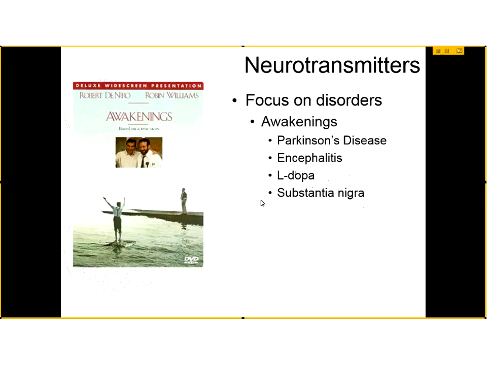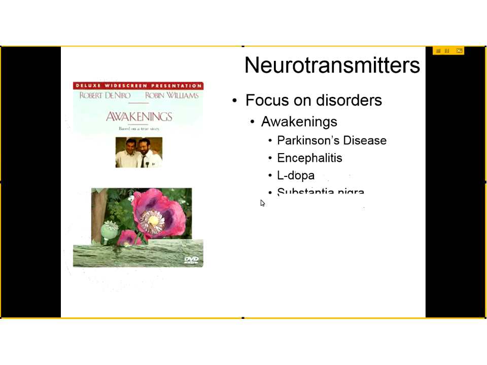And these people were able to come out of their paralysis that was the result of the Parkinson's disease that came from the encephalitis. So anyhow, it is a good movie, amazing at how well they were able to portray the disorder and the human component. So I encourage you to check out the movie.